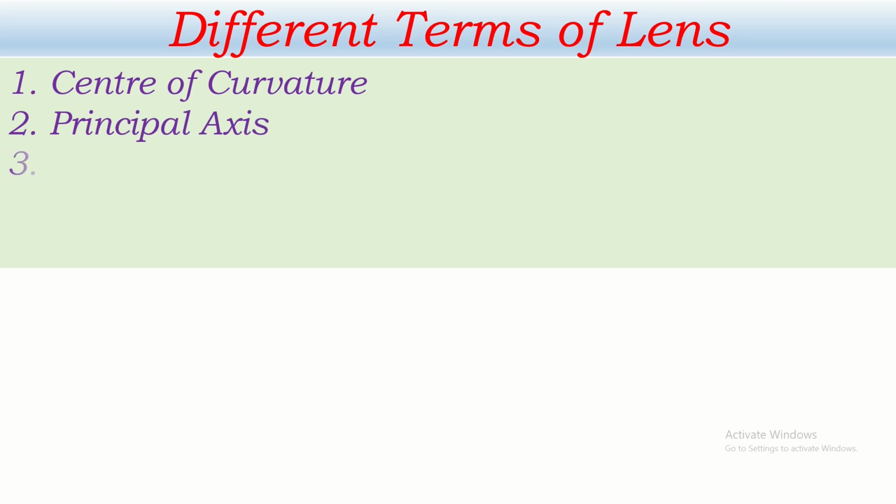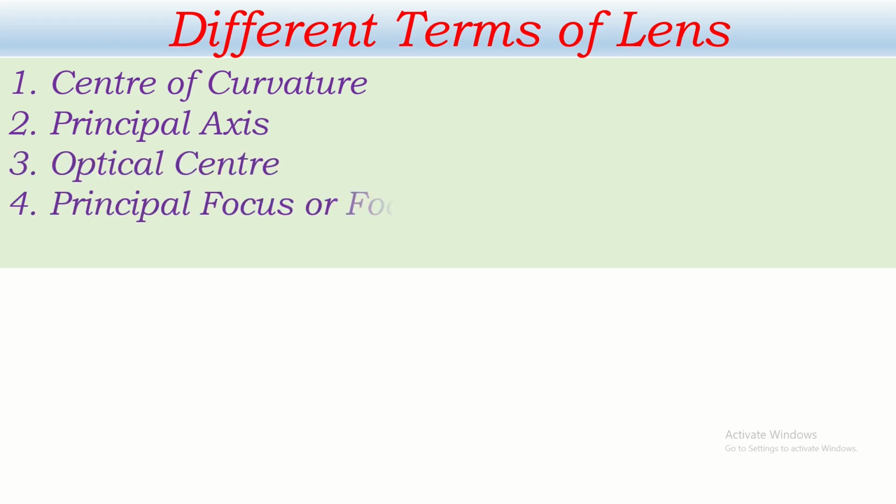2, principal axis. Number 3, optical center. Number 4, principal focus or simply focus. Number 5, focal length. These are the terms which are very important while making diagrams related to the lens. Let's go through each of them.